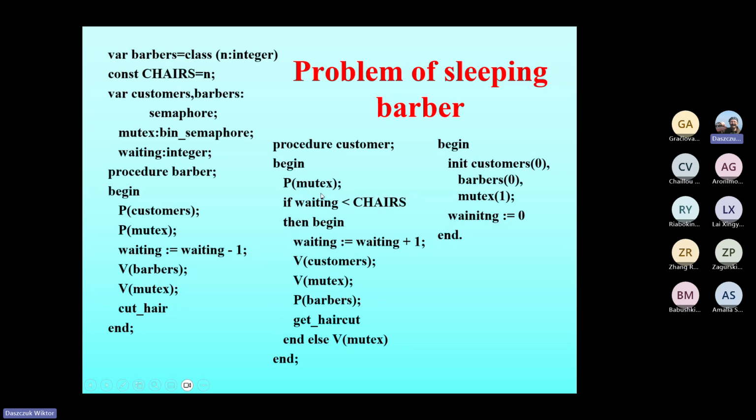Here, P of mutex, if waiting is more or equal to chairs, we V of mutex. But if waiting is less than chairs, we increment the number of waiting customers. We tell the barbers that there is one more customer to cut his hair. And we leave the critical section of mutex. So from here to here, we have a critical section.